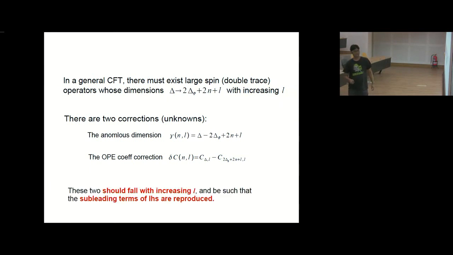And another thing I know is these things should fall with increasing L, because after all I had to sum over all spins, and since the major contribution should be coming from the large spin, it implies that as I increase my spin, the dimensions should approach the free theory. So we can guess that the anomalous dimension and OPE coefficient corrections should fall with the spin.